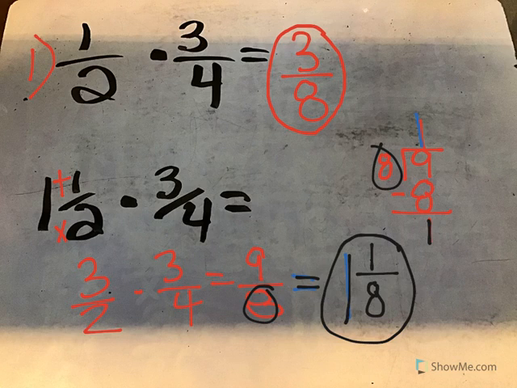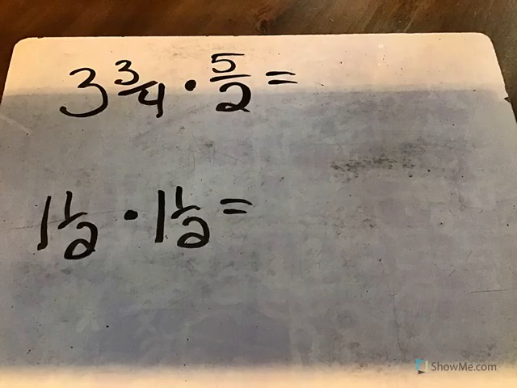So 1 1/2 times 3/4, what did I do? Turn my 1 1/2, my mixed number, into an improper fraction using MAD: multiply, add, denominator stays the same. 1 1/2 becomes 3/2 times 3/4. At that point, I multiply numerator by numerator, denominator by denominator, and I get 9/8, which is an improper fraction. I need to simplify it, and I get 1 1/8. So that is my answer.